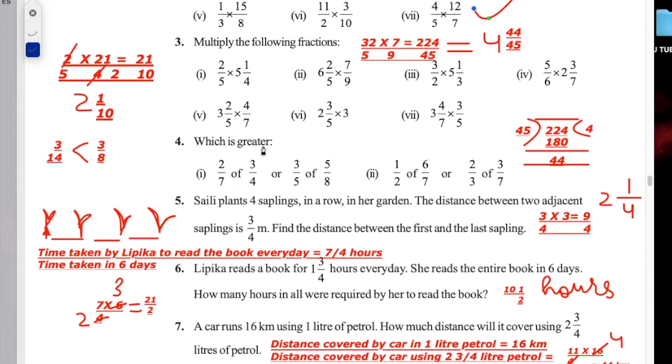Multiply the following fractions. Again, the proper fraction multiplication with a mixed fraction. You will convert this fraction. 5 4s are 20 plus 1, 21 by 4. So 2 by 5, as you can see here, 2 by 5 multiply 21 by 4. But this 4 will be cancelled by this 2. 2 2s are 4. So what will you get? You will get 21 by 10. Again, 21 by 10 is which fraction? Improper fraction. So you will convert it and you will get what? 10 2s are 20 plus 1, 21, if you check it. So 21 by 10 will be written as 2 1 by 10.